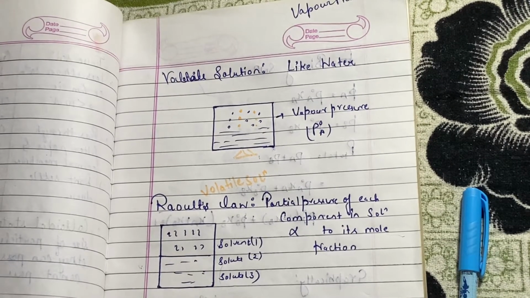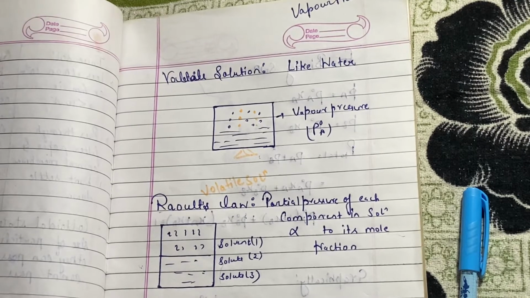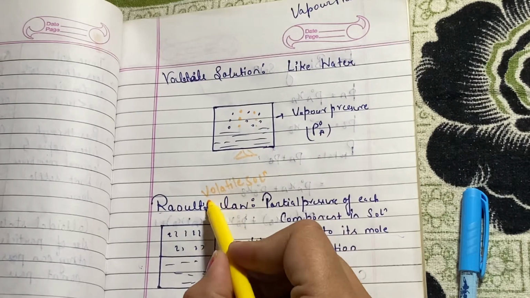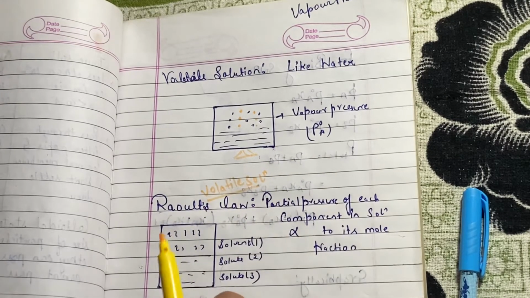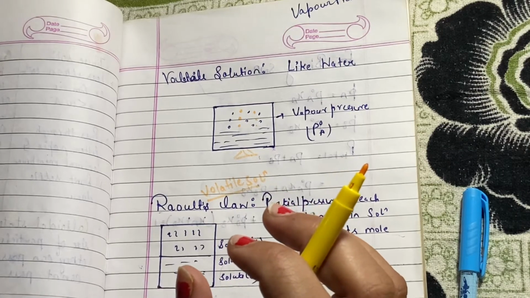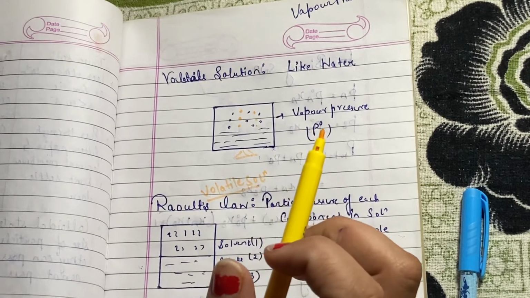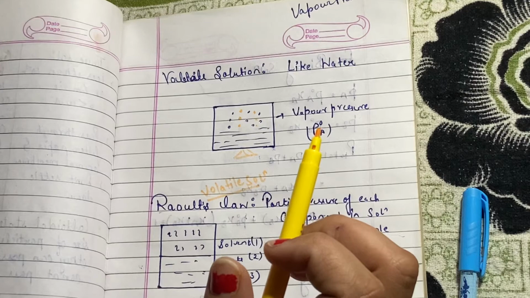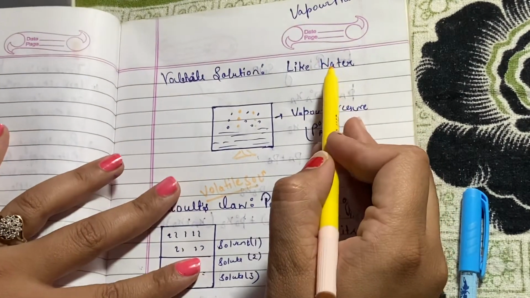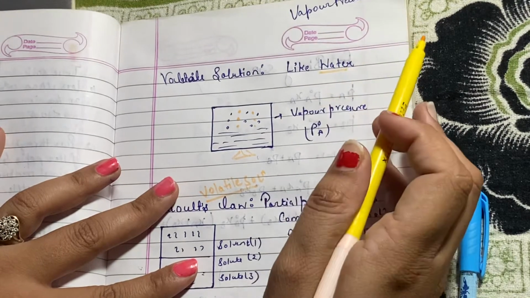Today's video is regarding Raoult's law. So what is Raoult's law? Raoult's law is only applicable for volatile solutions. First, you have to know in which solutions Raoult's law is applicable. Second, what is a volatile solution? Here you all know a good example of a volatile solution.